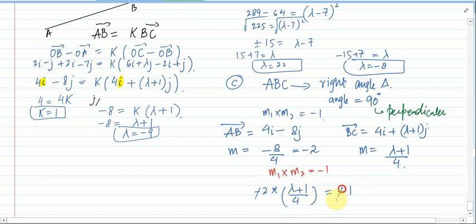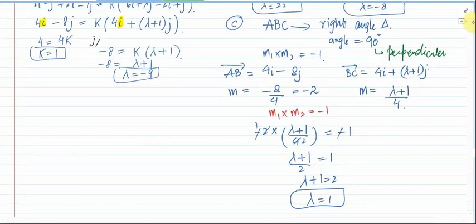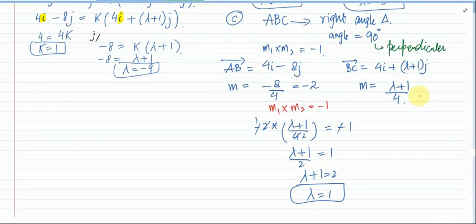Minus cancels, 2 1s are 2, 2 2s are 4. So now the leftover is lambda plus 1 divided by 2 equals 1. Lambda plus 1 equals 2, and the value of lambda is 2 minus 1, which leads to 1. That is your answer. You need to write down the solution in your copy, and for that part you have a time of 60 seconds. So start.